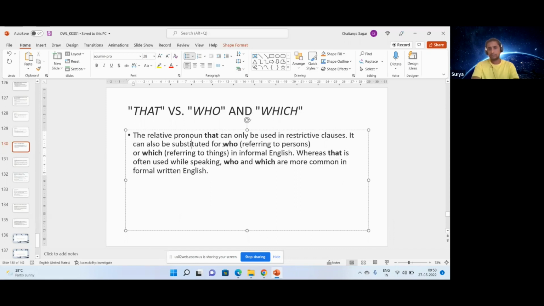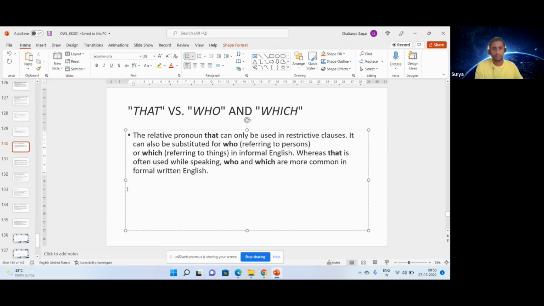That can be substituted by two other relative pronouns, who and which. Who is substituted with that when it is referring to a person. So usually we say, the person who got into this train. We are referring to people, so in that case who becomes the substitute for that, and which becomes the substitute when it is referring to things in informal English.